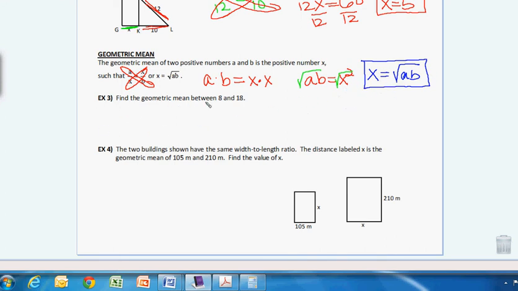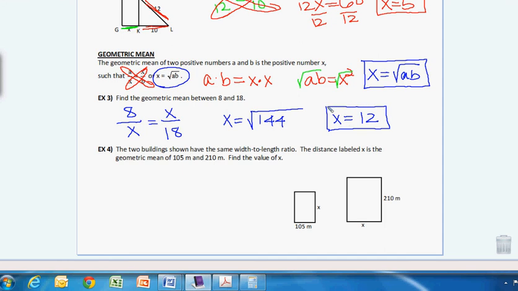Find the geometric mean between 8 and 18. If you want to set it up as a proportion, you could say 8 over X over 18, or just jump right to this. X would be the square root of 8 times 18, which is 144. When you take the square root of 144, you get that X equals 12. Anytime you take a square root, it's plus or minus, but in this case it's only going to be the positive.